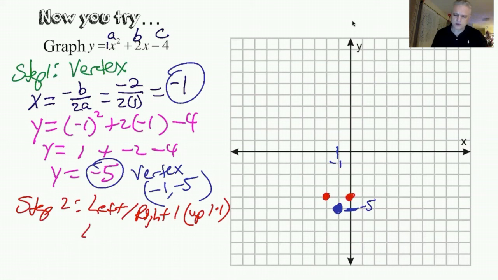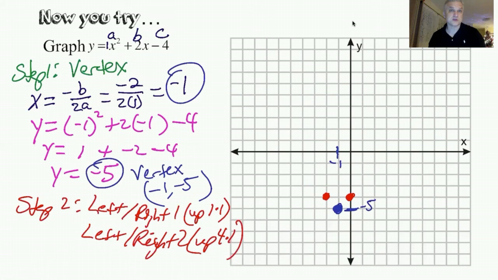Okay. Now we're going to go left 2 and right 2. And we're going to go up, instead of 2 squared, which is 4, well, we're going to multiply it by 1. It's still going to be 4. So we're going to go right 2, up 4, left 2, up 4. Okay, smooth curve. Going through my 5 points, and I'm done.